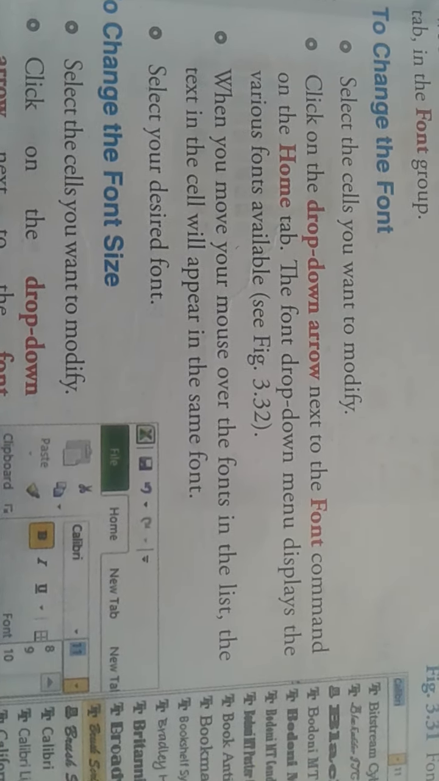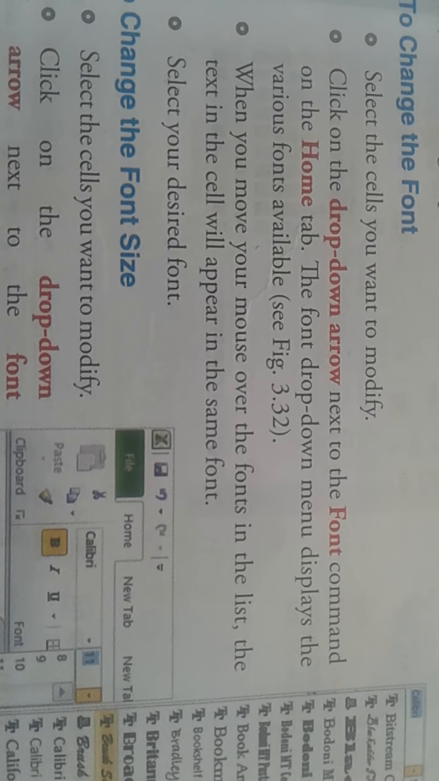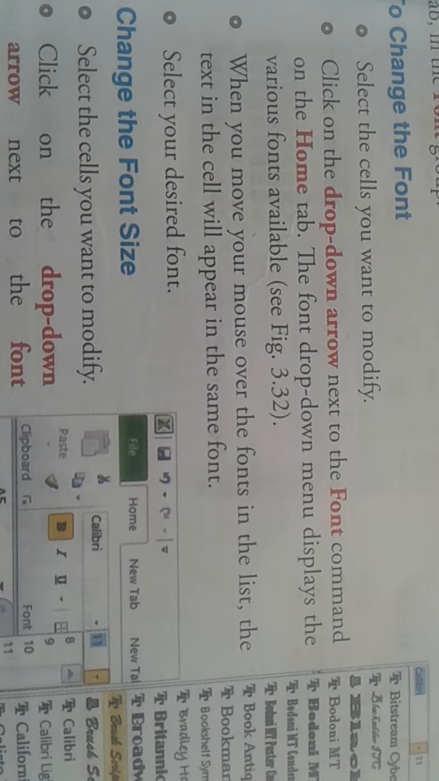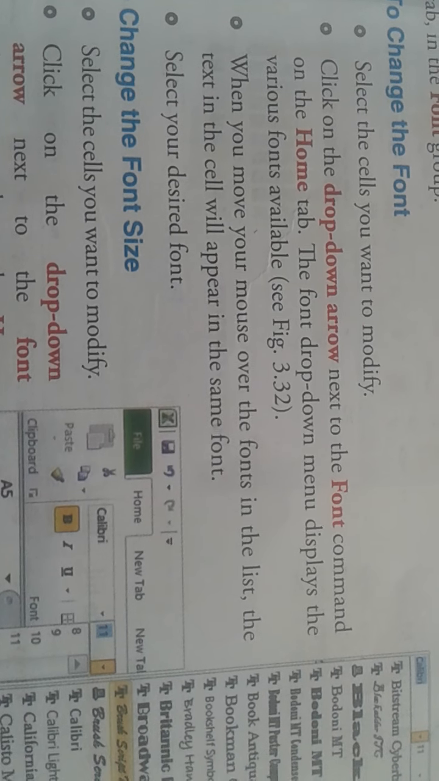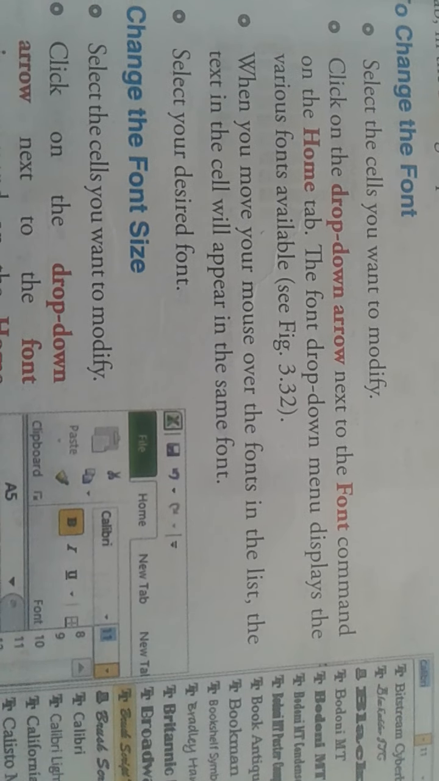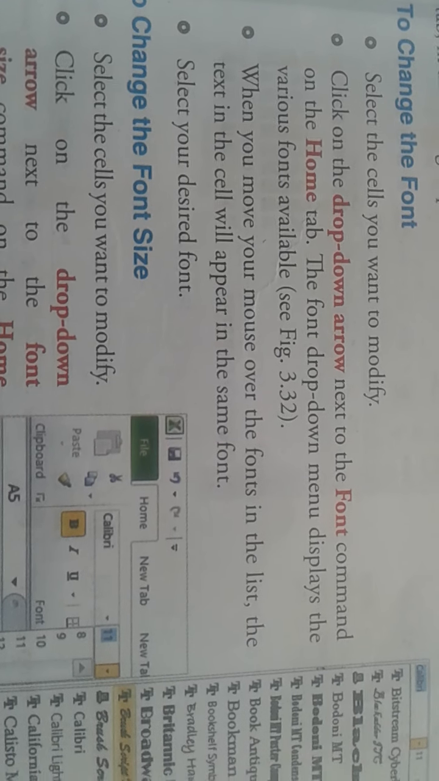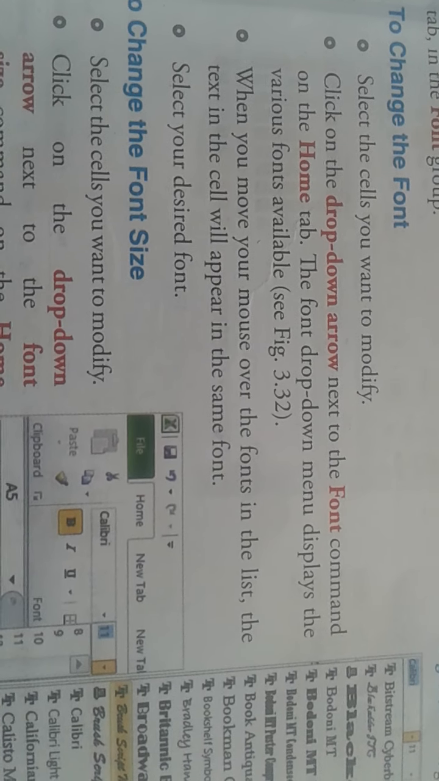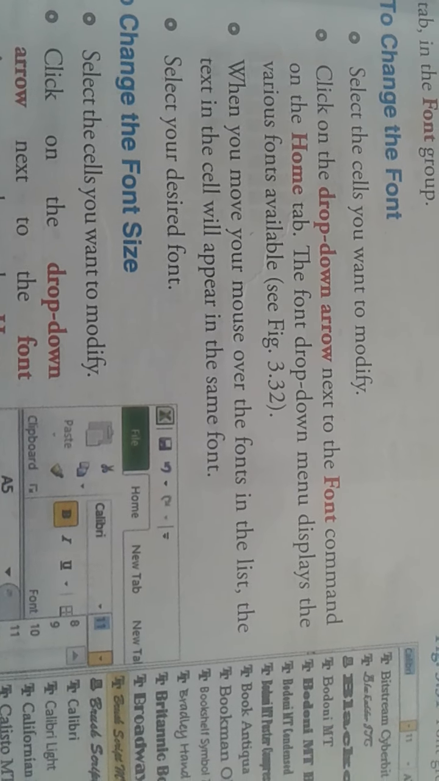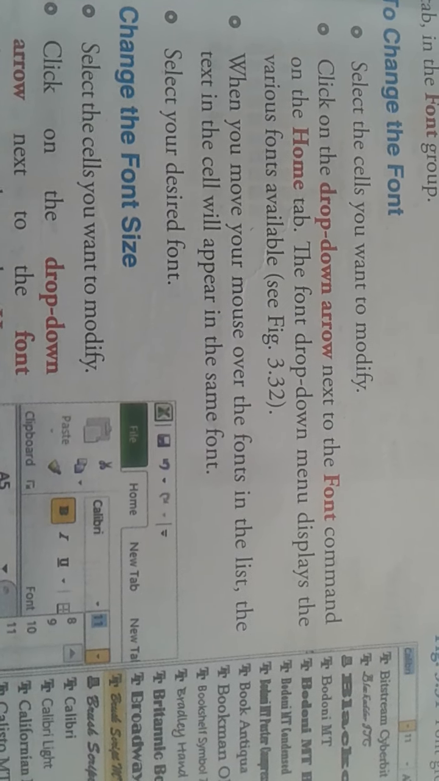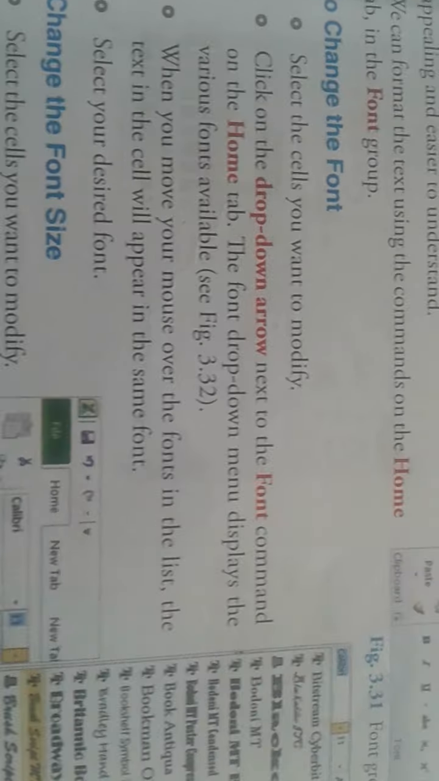So to insert a new column, select the column to the right of where you want the new column. For example, if you want to insert a column between D and E, first of all you have to select column E. On the Home tab in the Cells group, click on the Insert command. The new column will appear before the selected one.